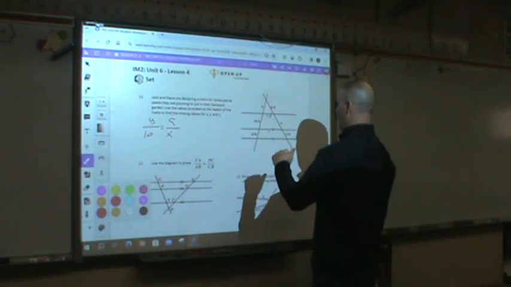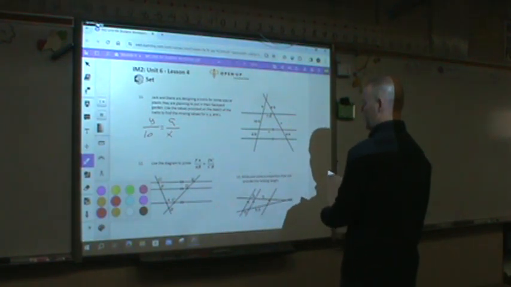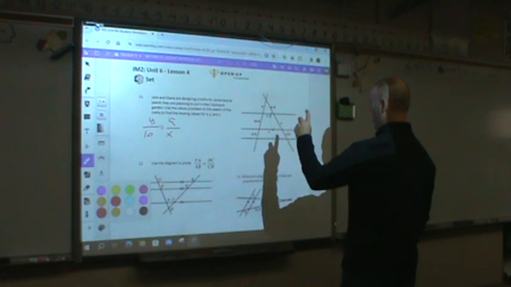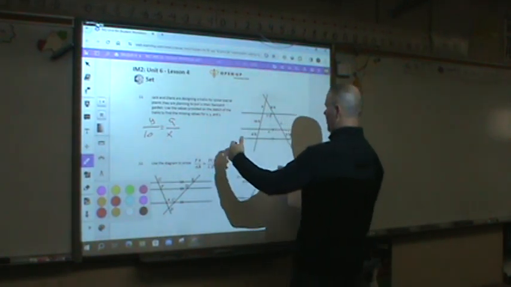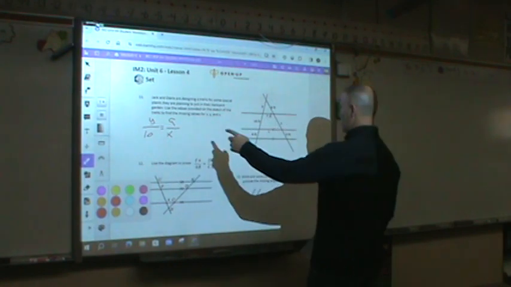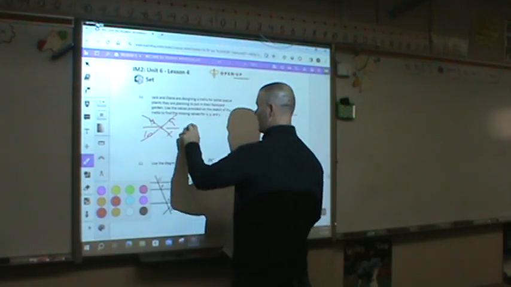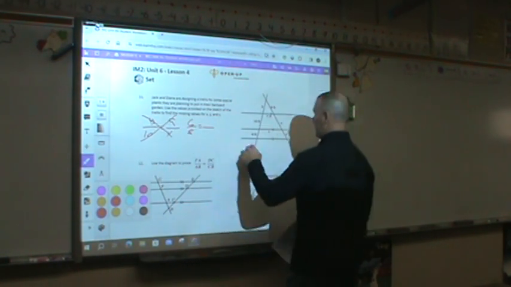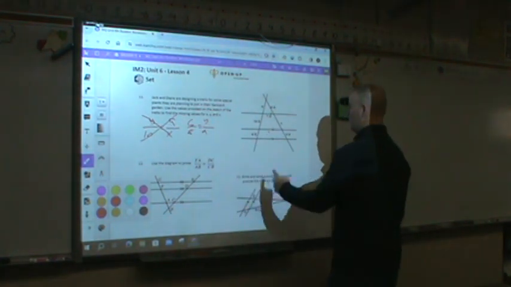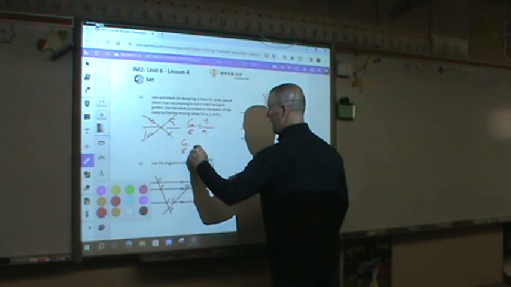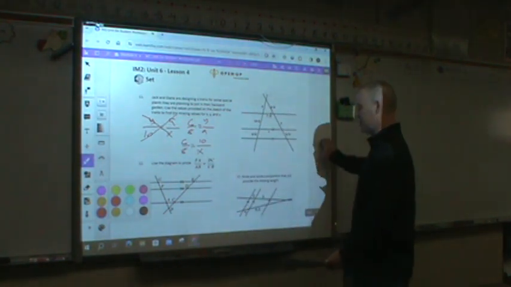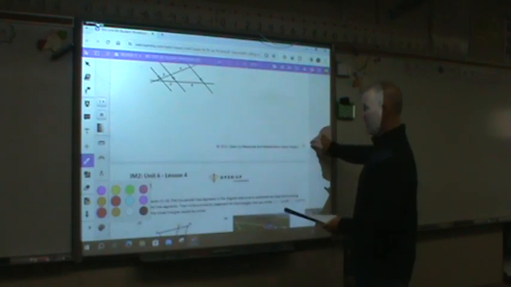If you have two or more parallel lines, this is what they call the side splitter theorem. Two or more parallel lines cut by a transversal, corresponding sides are proportional. So I can say 6 over 8 is equal to y over 9. I can also say 6 over 8 is equal to 10 over x. So that's how I can find those segments. All right, so you go on and do that.